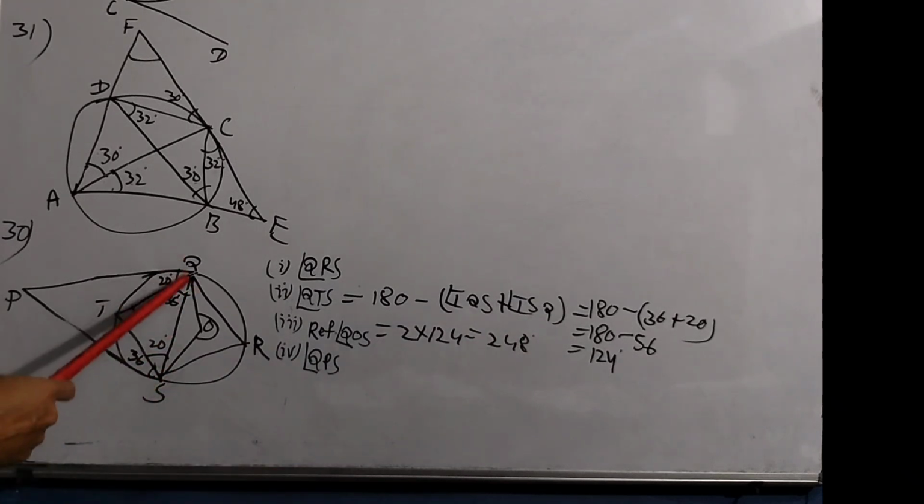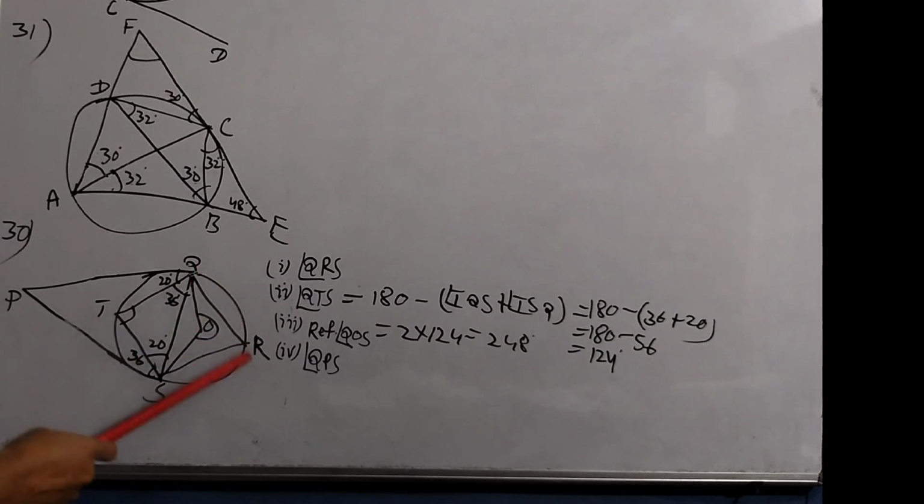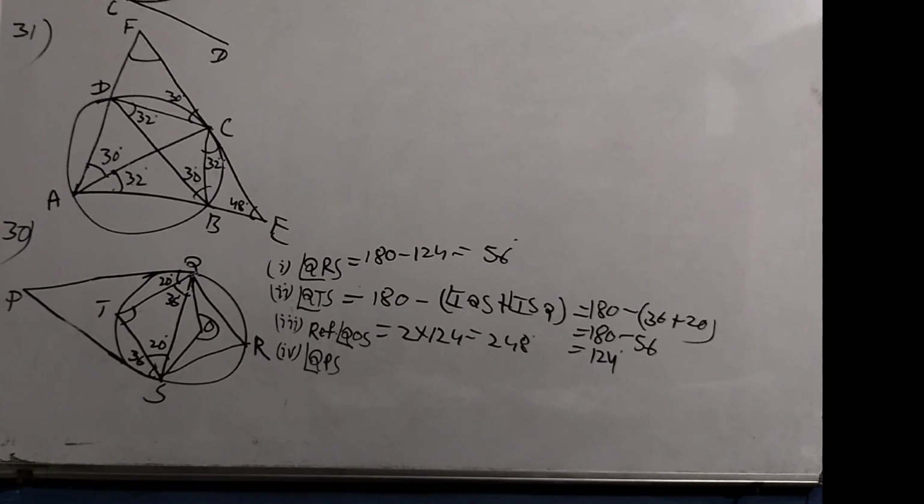Now this is a cyclic quadrilateral, so QRS angle equal to 180 minus 124, that is equal to 56 degrees. This is the supplementary angle of a cyclic quadrilateral. So this angle is 180 minus T angle 124, which is 56 degrees.